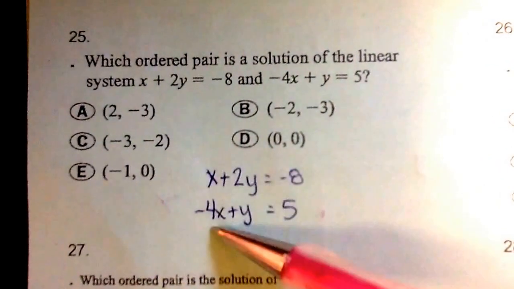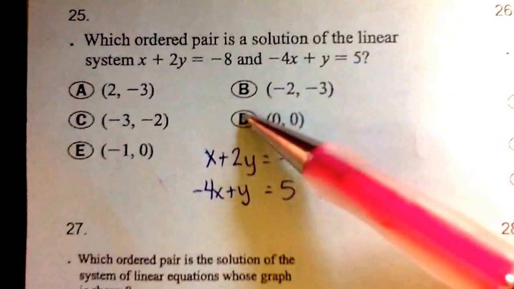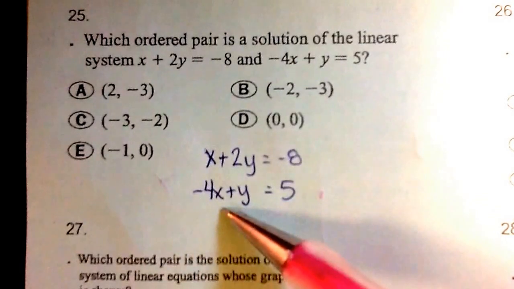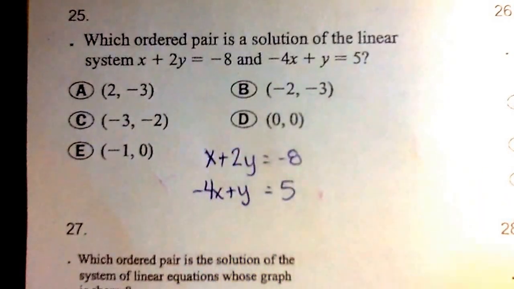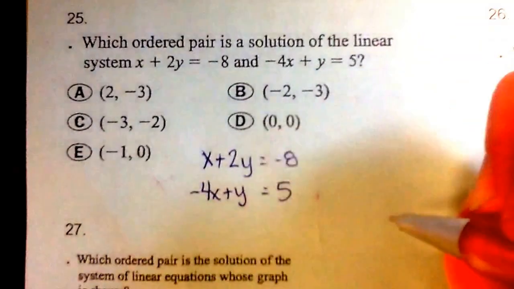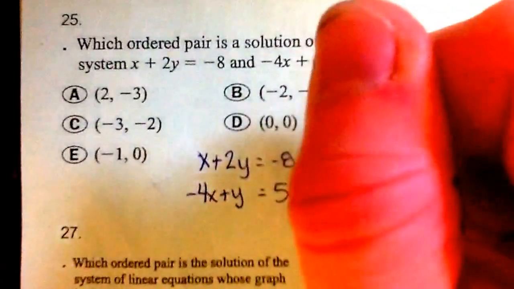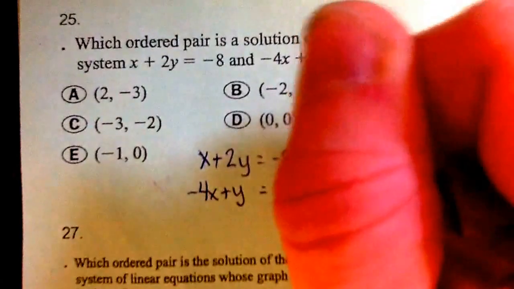If I added them right now, I would get negative 3x, positive 3y, and negative 3. But I would still have an x and a y left. I don't want that. I want one of them to be eliminated. So what I'm going to do is take this bottom one and multiply everything by negative 2.